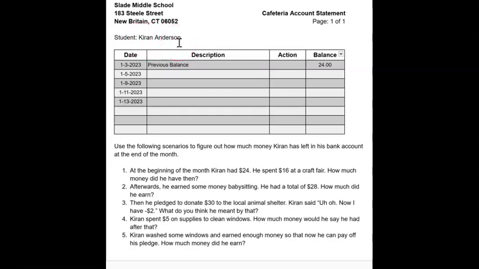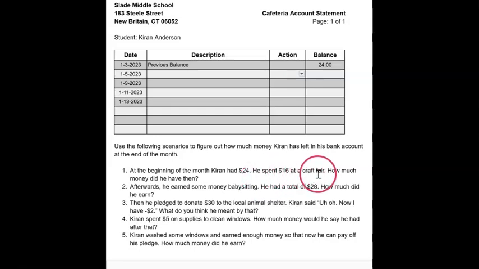This is for a cafeteria lunch account, okay? So his previous balance is already on the account from January 3rd, 2023, and he had $24 in his account at the beginning of that month. We're going to use these statements down here at the bottom to fill in the rest of the statement and to figure out how much he had at the end of this statement. At the beginning of the month, Kieran had $24. We know this is true because the previous balance says $24 on the statement.